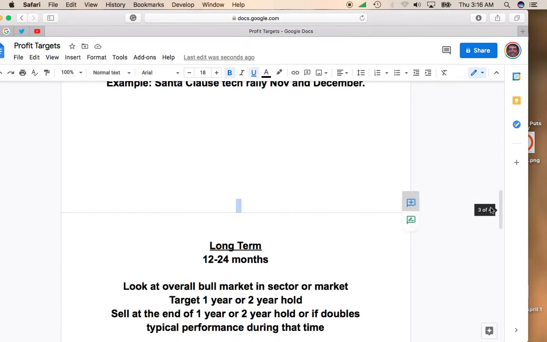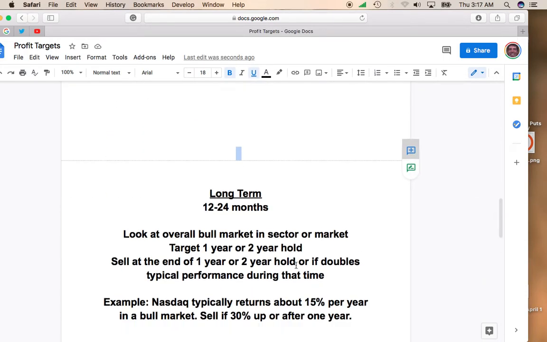Now, for long-term trades, I'm looking for a sector or the entire market that's just in a bull market. And what I target is usually a 1 to 2 year hold. I usually sell at the end of the 1 to 2 year hold, or if the sector doubles its typical performance during that time. So here's an example. During a bull market, NASDAQ will typically return about 15% a year. So if I enter a trade on the NASDAQ and it's up 30%, I'm just going to take my profit.